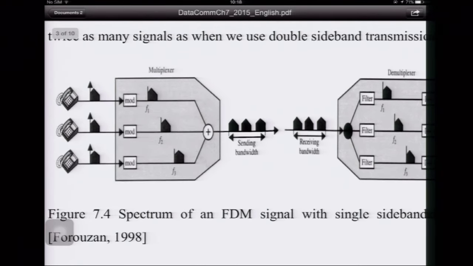You can see that on the left-hand side there are three users sending on the same line. The link in between is only one link, so you can send for a long distance over only one link. You don't have to send over three links. You can combine them and send over only one link.